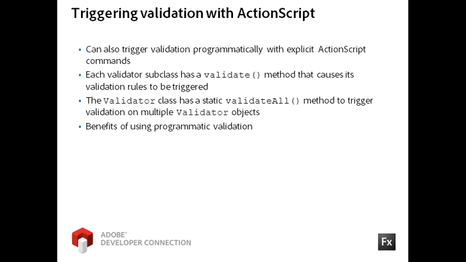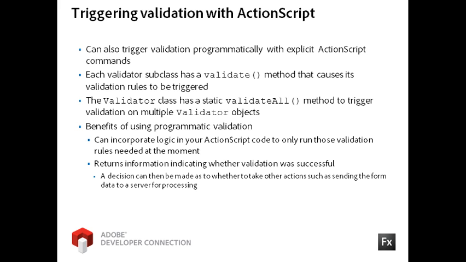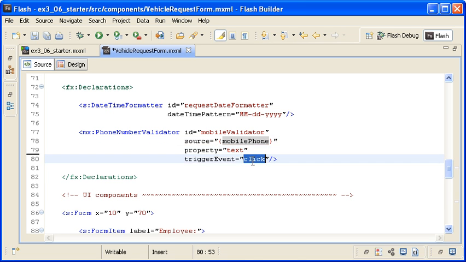Two benefits of programmatic validation are that you have more precise control over which validation rules are run, and that the validation methods will return a successful or unsuccessful indication that you can then use to take other actions, like sending the form data to the server. To use programmatic validation, you must first disable automatic validation by removing the validator's trigger property and setting the trigger event property to a blank string. Since there is no event with a blank string as a name, setting the trigger event property to a blank string means that automatic validation never occurs.